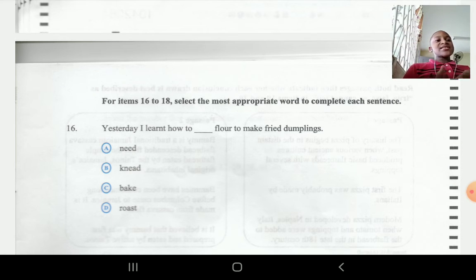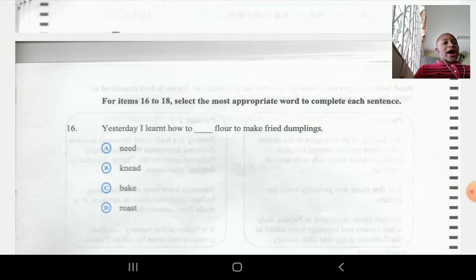For items 16 to 18, select the most appropriate word to complete each sentence. Yesterday, I learned how to knead flour to make fried dumplings. And usually, you would need to knead flour, K-N-E-A-D. That's when you roll it up on your hand, then you go around it and squish it, and that's how you knead flour. I think.